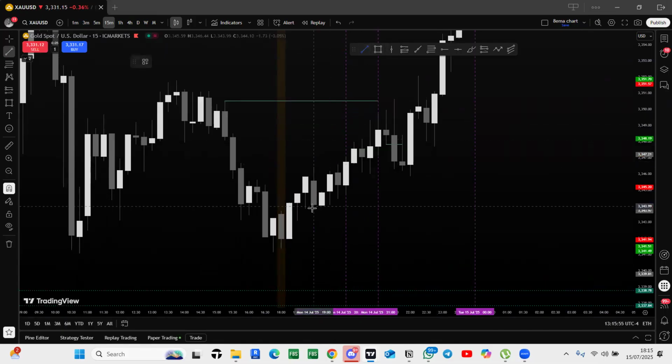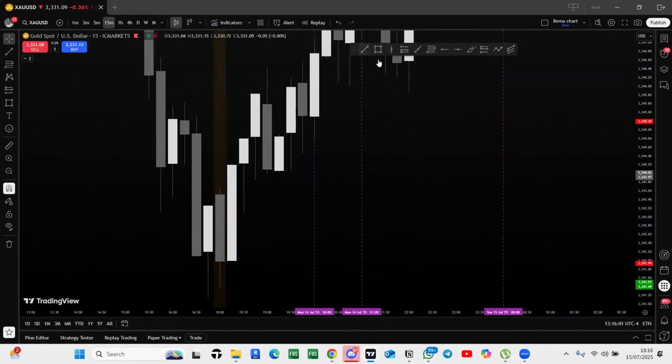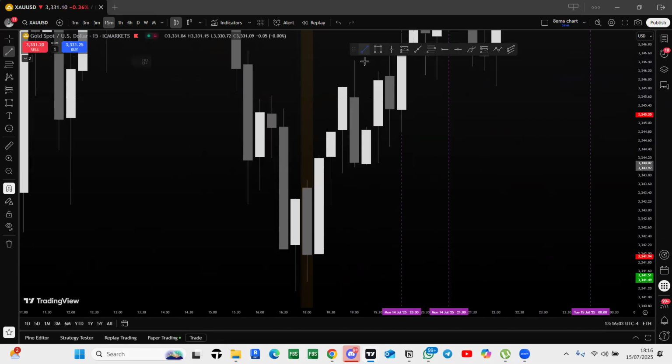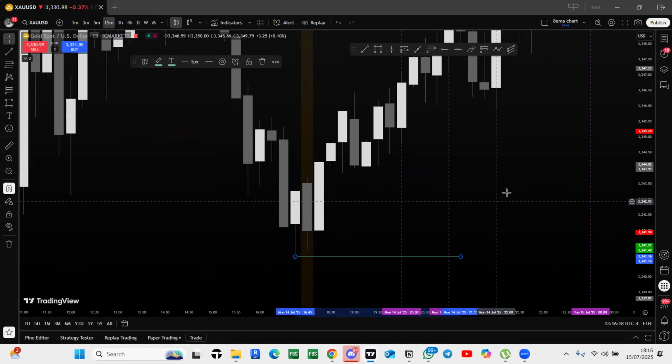This one even looks a bit confusing, but when you zoom in, it's pretty much clear. All these are lower lows to the left. You can see this is lower than this is lower than this is lower than this. So I'll just keep going till I get one that has a lower low to the left and right, which is this one. So I drag it to the left.